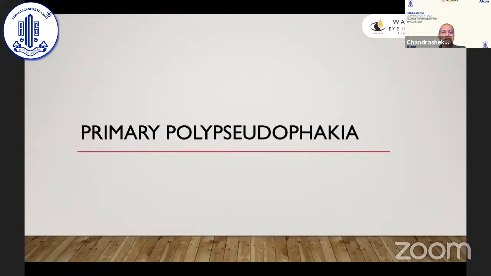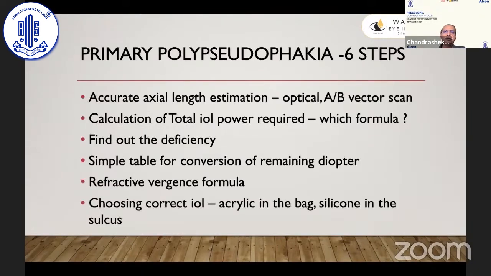Now the last topic of the day, primary polypseudophakia. Sometimes we get a situation that one lens is not enough to put in the eye, and you require 2 lenses to get to emmetropia. So Dr. Warren Hill has divided this into a very simple topic, that there are only 6 steps.